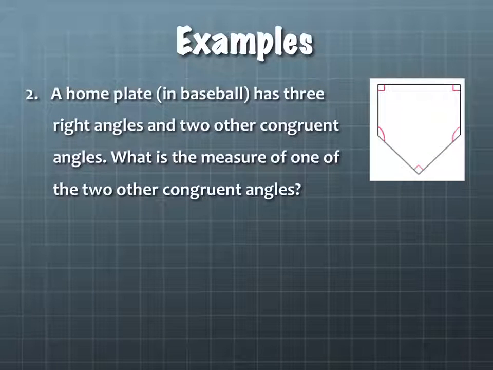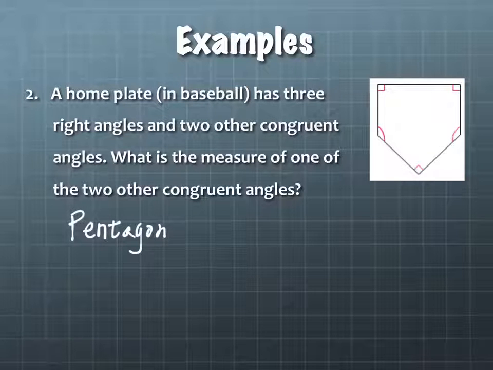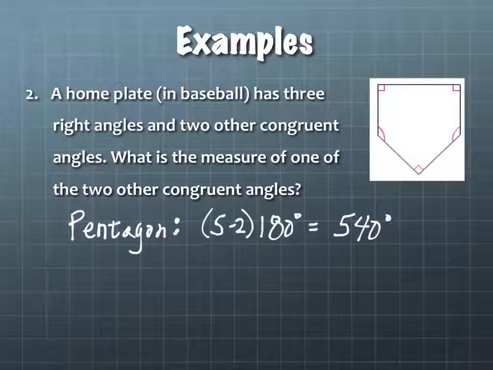So what are we going to do here? Total of degrees in the shape. This is a pentagon, so how would I find the number of degrees in a pentagon? Now, we've found it once before, but in general for a shape, we would do our number of sides, which was 5, minus 2 times 180 to give us how many degrees? 540.